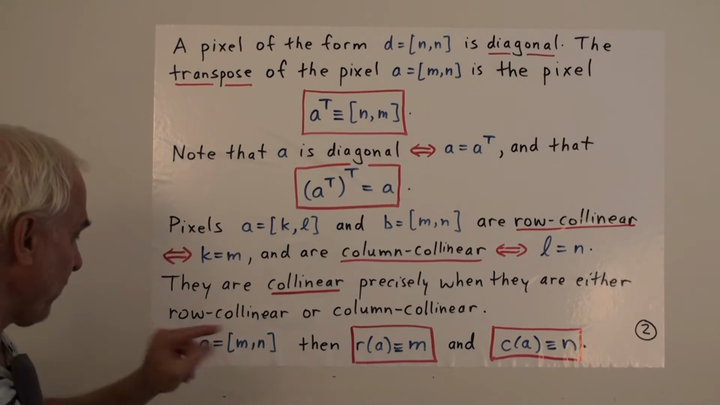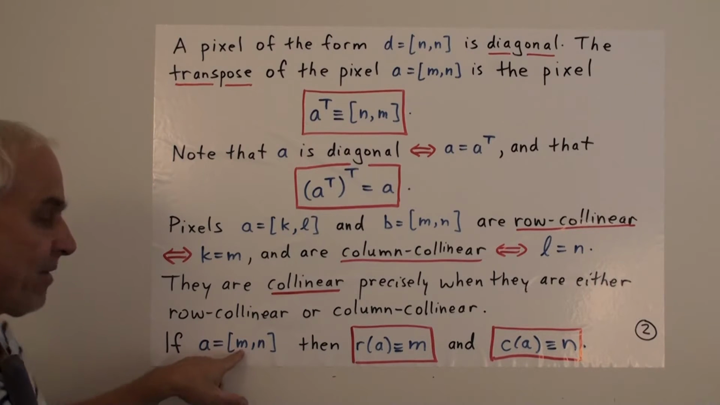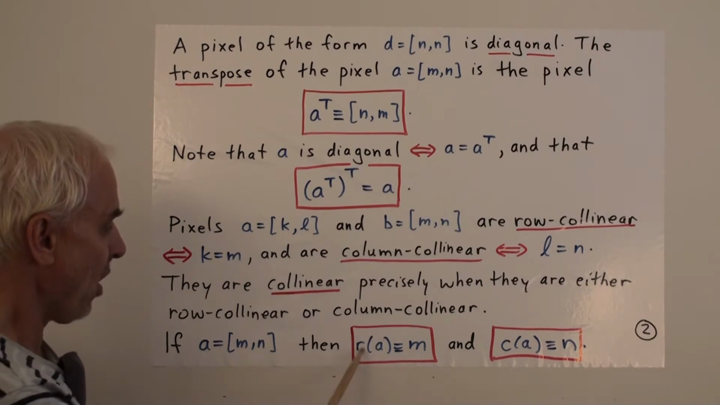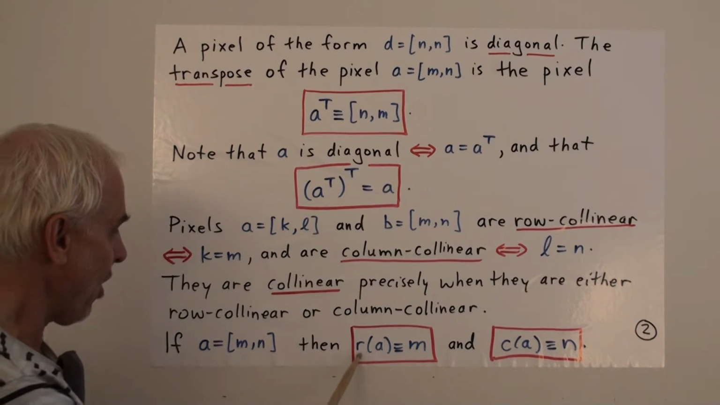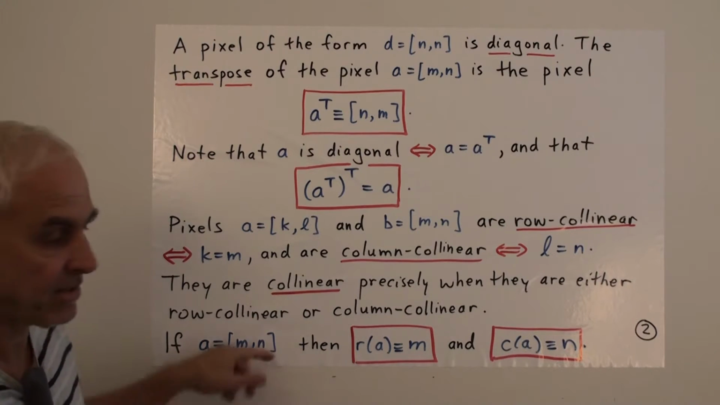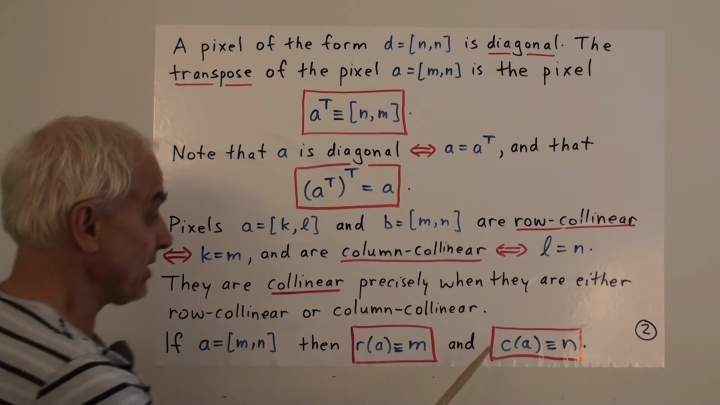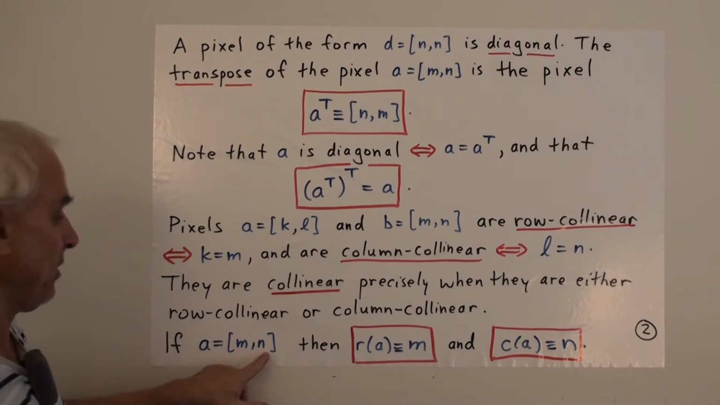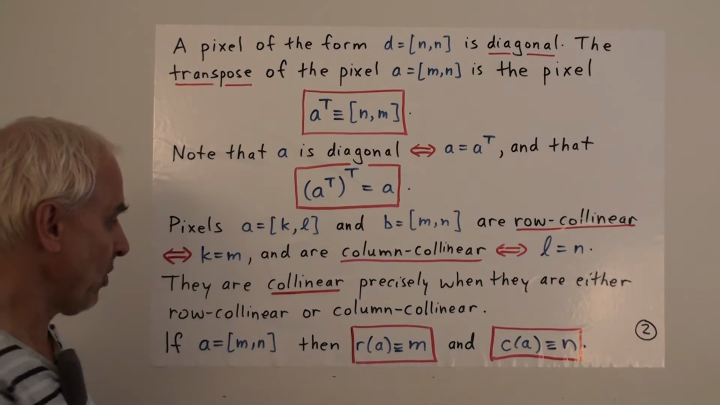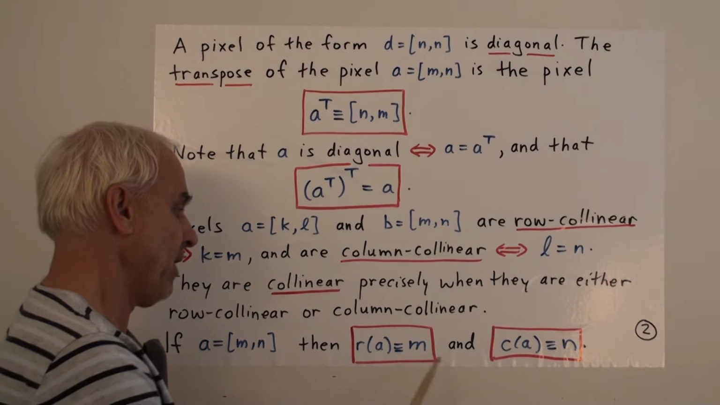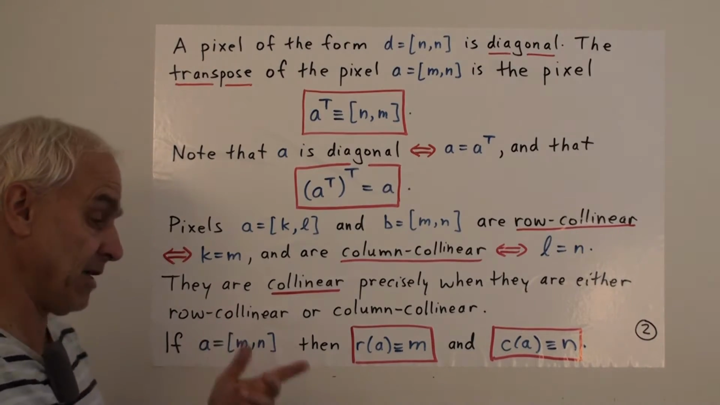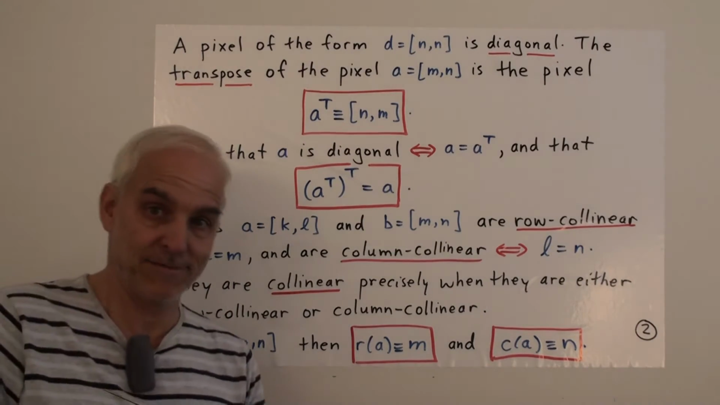And sometimes it's useful for us to pick out what the row is or what the column is. So let's introduce this terminology, R, standing for row. So R of A, where A is a pixel, is the first entry M. It's telling us which row it's in. And C of A is the second entry, in this case N, which is the column that it's in. So we'll refer to this as the row of A, and this as the column of A. And these are just the entries of the two-list.